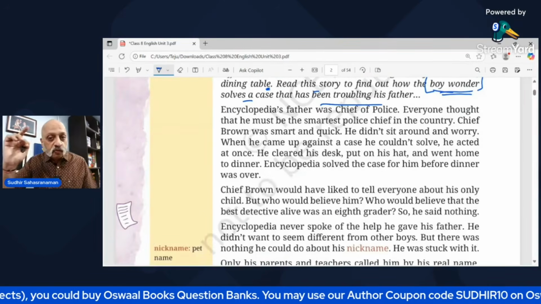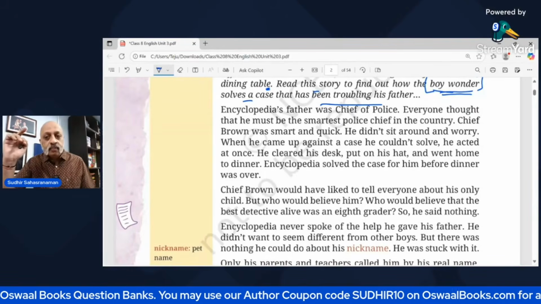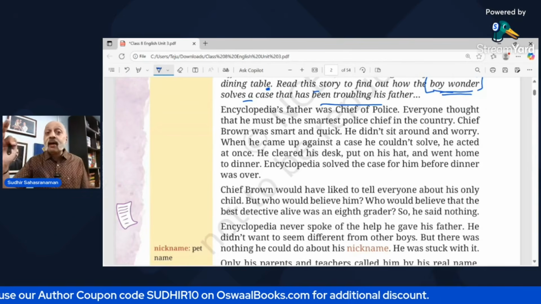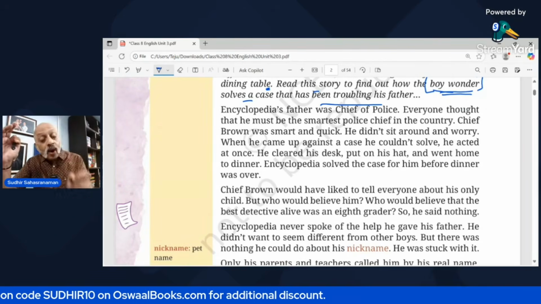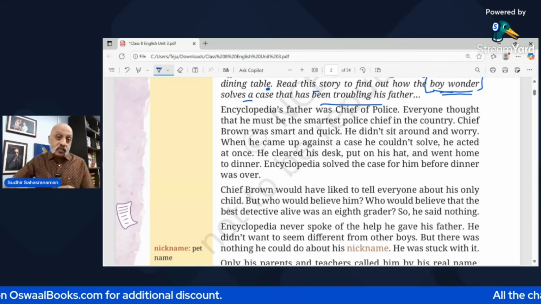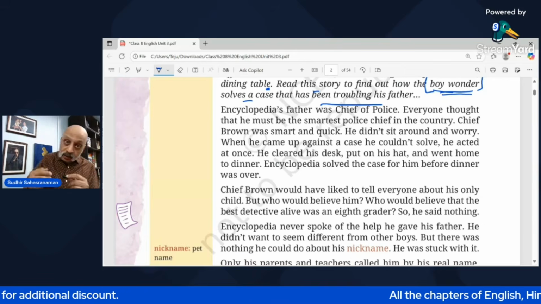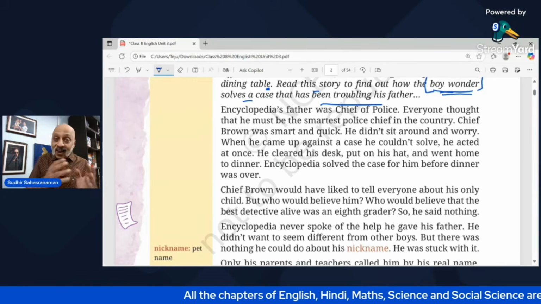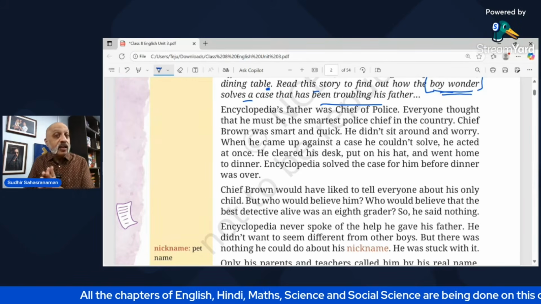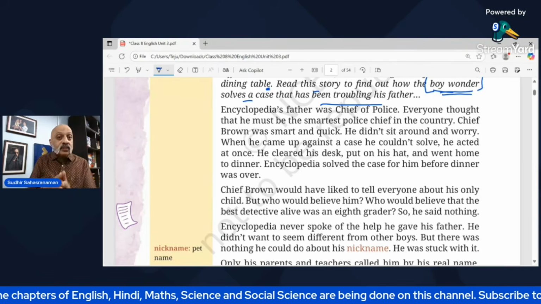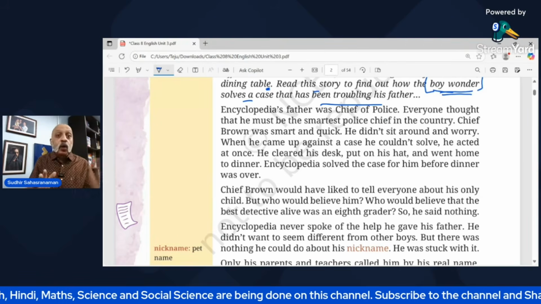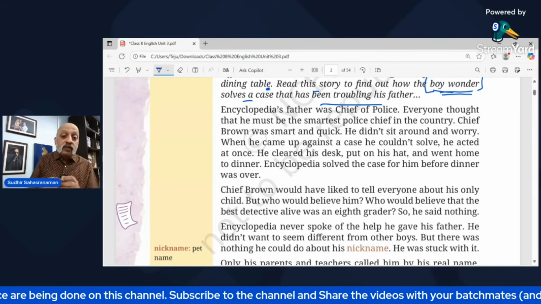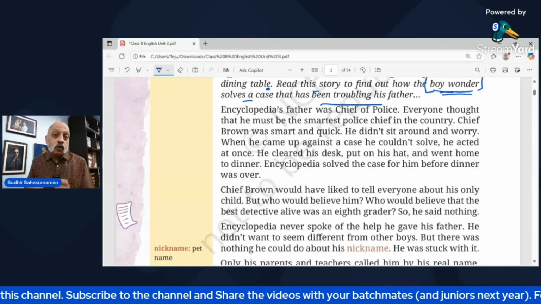Encyclopedia's father was chief of police of Idaville town in USA. Everyone thought that he must be the smartest police chief in the entire country. And why is that? Why did everyone think so? You would be asked this kind of a question. Because Chief Brown was seen to be very smart. He did not sit around and worry. And when he came against a case that he could not solve, he acted at once. He cleared his desk, put on his hat, and went home to dinner. And his son, Encyclopedia Brown, would solve the case for him before the dinner was over, right?